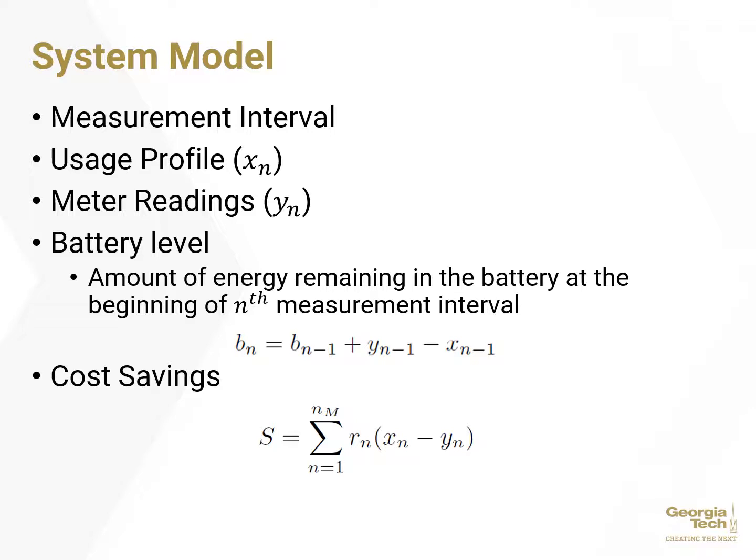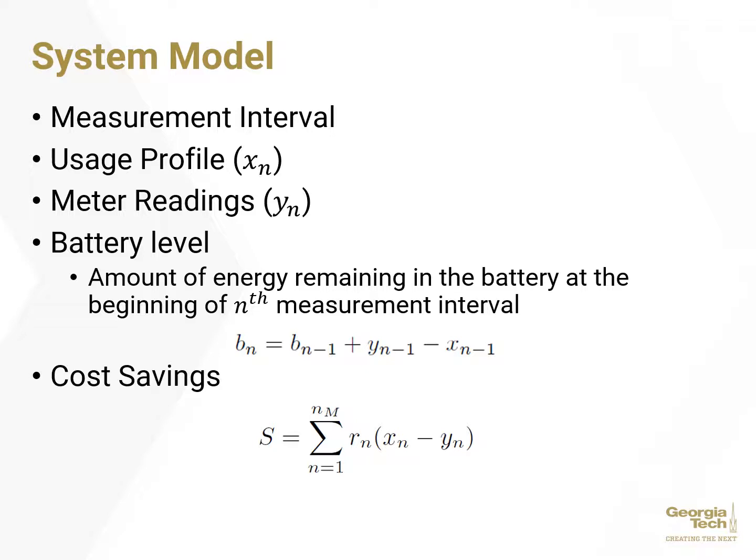The smart meter measures the energy consumed once in every fixed interval. The fixed interval is defined as the measurement interval. Usage profile is the amount of energy consumed by appliances in the nth measurement interval. The amount of energy drawn from the power grid in the nth measurement interval is referred to as the meter reading.